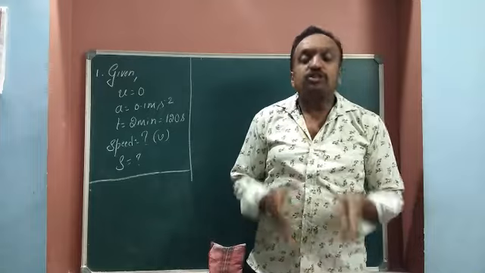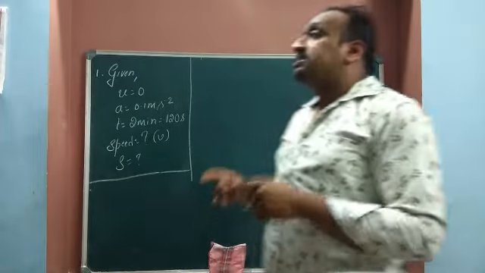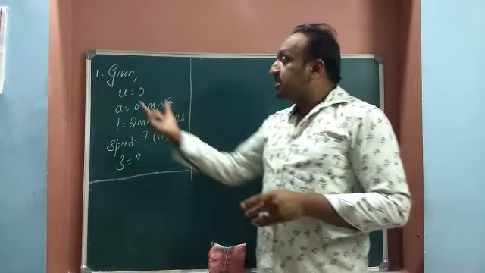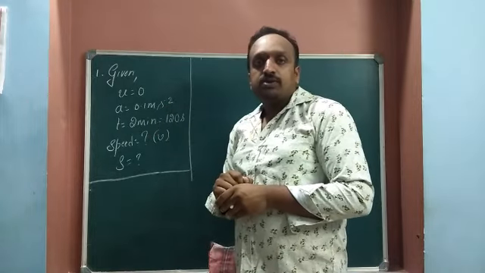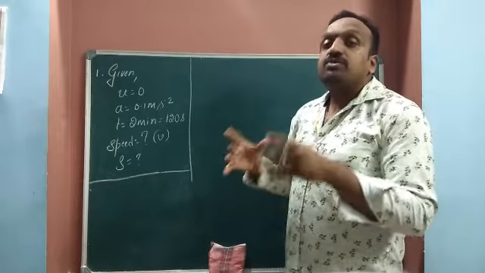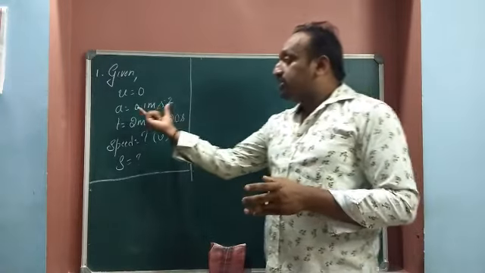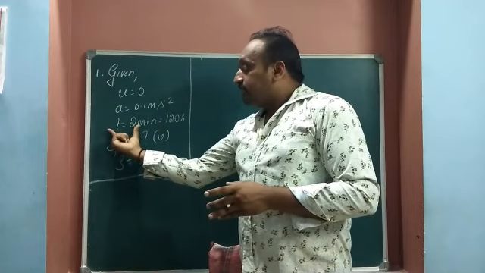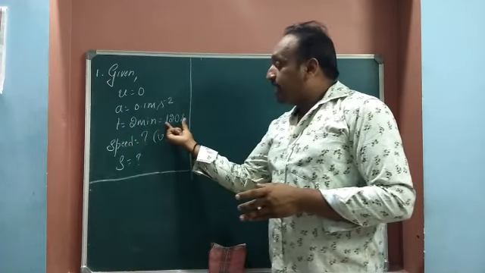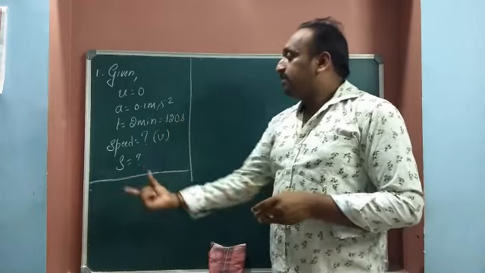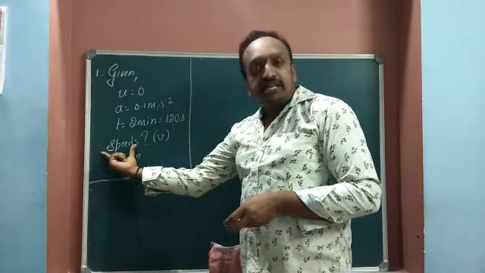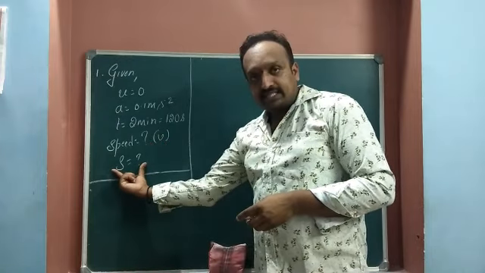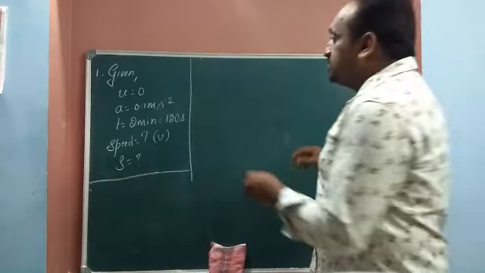Yeah students, so the first question is like this. A bus starts from rest, so starting from rest means initial velocity is 0, and acquires some uniform acceleration, that is 0.1 meter per second square. At a time of 2 minutes, nothing but 120 seconds, we need to find the value of speed, nothing but v, and distance as s. So let us solve this one.